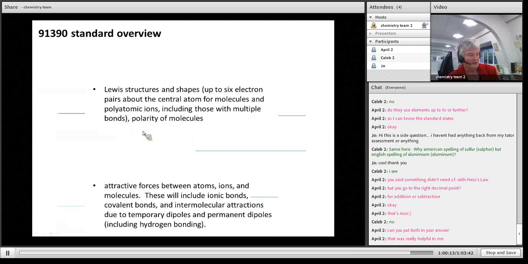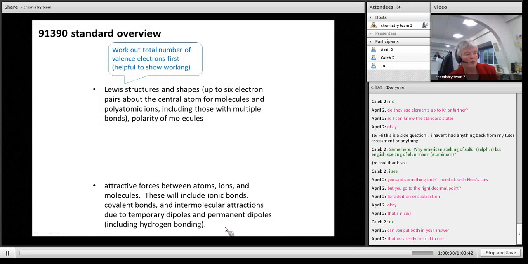Okay, carrying on, I know we're going slightly over, so I'll be as quick as I can. Lewis structures and shapes, up to 6 electron pairs. You've got to learn those different shapes off by heart. And the attractive forces: remember, you've got to do all 3 types. If you do Lewis structures, the first step is always show how you got the total number of valence electrons, because that makes sure when you count your valence electrons and your dots, they match up, or have you forgotten the lone pairs around the fluorines and the chlorines, which is a very common error.